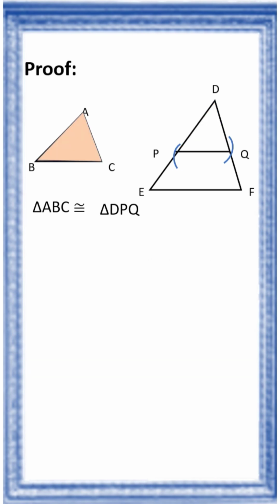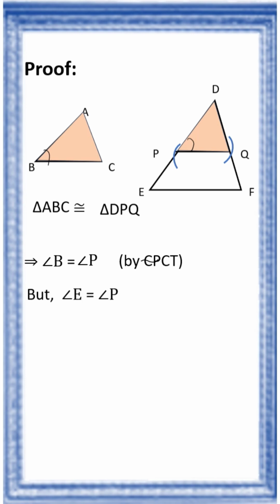Now, what happens? Corresponding parts of the congruent triangles are equal, isn't it? Now, angle B is equal to angle P. But now we have already proved what? Angle E is equal to angle P. So LHS, RHS and RHS are equal. So what happens now? Angle B is equal to angle E.